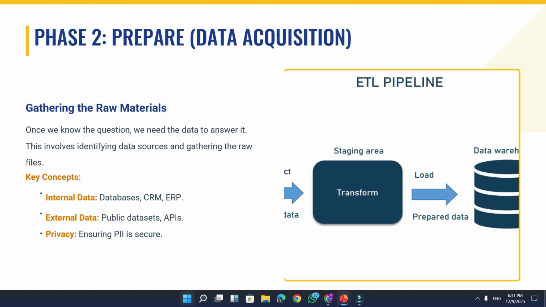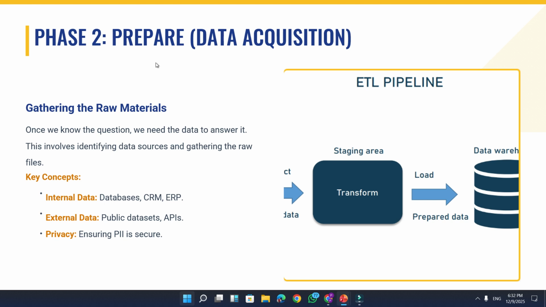So the second stage is the preparation. This is where you go to data acquisition. Because you already know the question, you need to answer it, and something that can help you to answer the question is the data. And data is stored somewhere. Data can be in the company's database, or in their CRM, or they can even be online, in a live database.